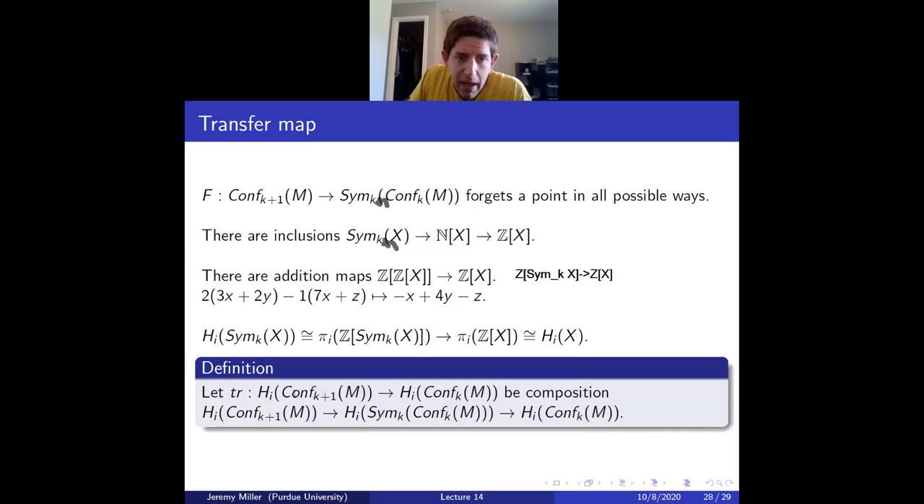So we're going to define the transfer map to be the composition. You take a configuration of k plus 1 points, you forget a point in all possible ways, and now you get an element of the symmetric product of the configuration space on one less points, and then in homology you can add. So this is a map on homology groups, but it doesn't come from a map of spaces. And this is called the transfer map. Any questions?